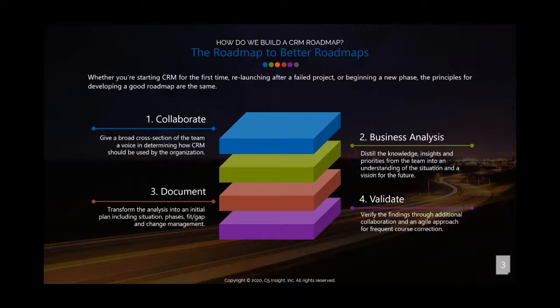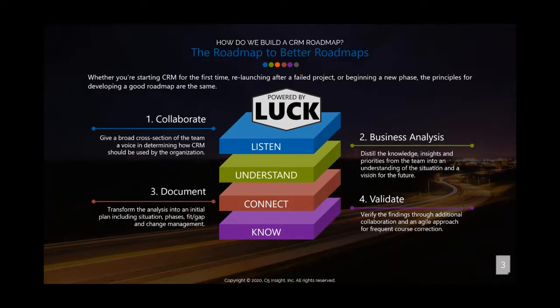Now, to make this really easy to remember, 4 things we're really doing today. We're going to talk about how do we listen to the team? How do we truly understand them and the technology? How do we then connect back to them with a document and a plan and a process to get things done? And then how do we know what the results are to get them to validate that and give us 1 round of improvement before we go into executing this?